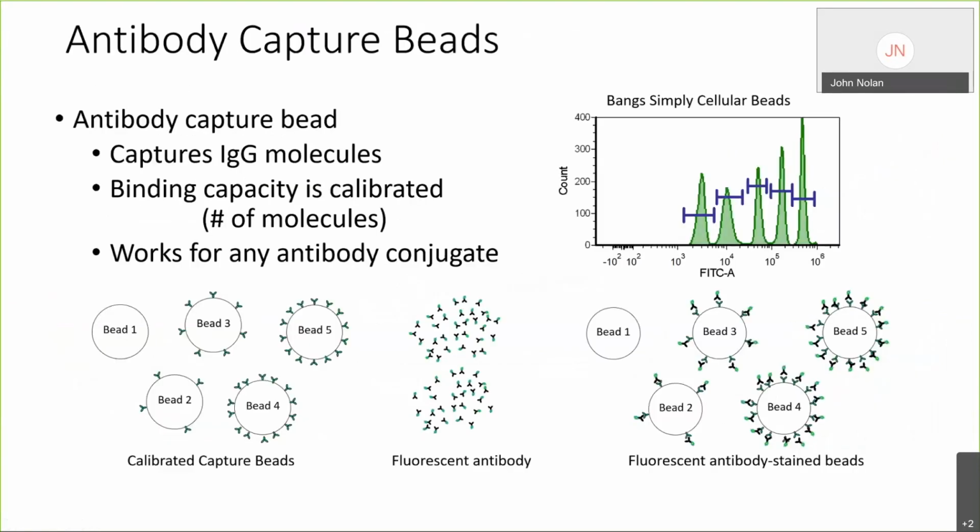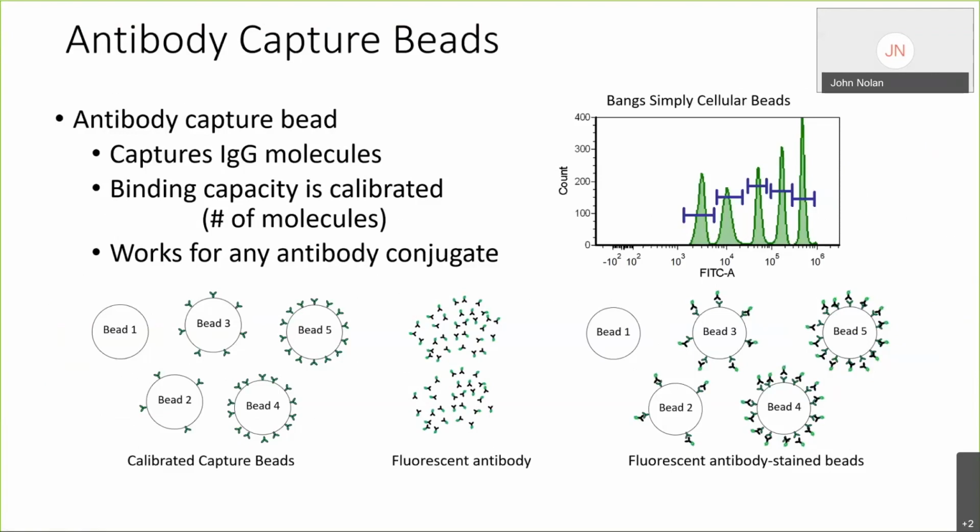A third type of bead that's useful and also commercially available are antibody capture beads. These are beads that will capture whatever antibody you incubate them with onto beads which have calibrated capacities. So then once you've stained these beads, you use them just like you would use the other standard beads.